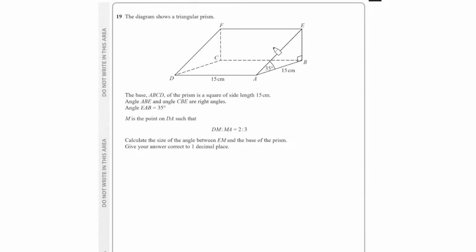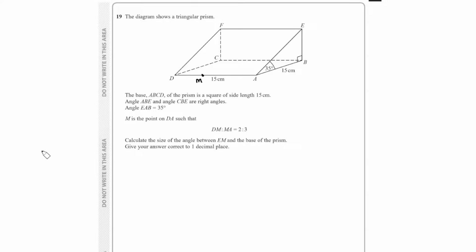Well, you would know that anyway, wouldn't you? Because they're both a square and a rectangle. They've given you 35 degrees here. M is the point on DA, so this front line, such that DM to MA is 2 to 3. So roughly about here. I'm going to draw it on, roughly about there. Calculate the size of the angle between EM and the base of the prism.